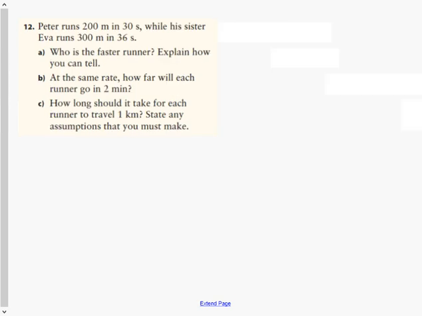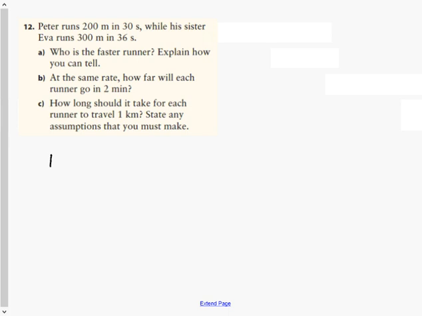Question 12. Pita runs 200 meters in 30 seconds, while his sister Eva runs 300 meters in 36 seconds. Who is the faster runner? Would you do distance to time, or time to distance? Would you do per 100 meters or per second? Per second. So we want time on the bottom.